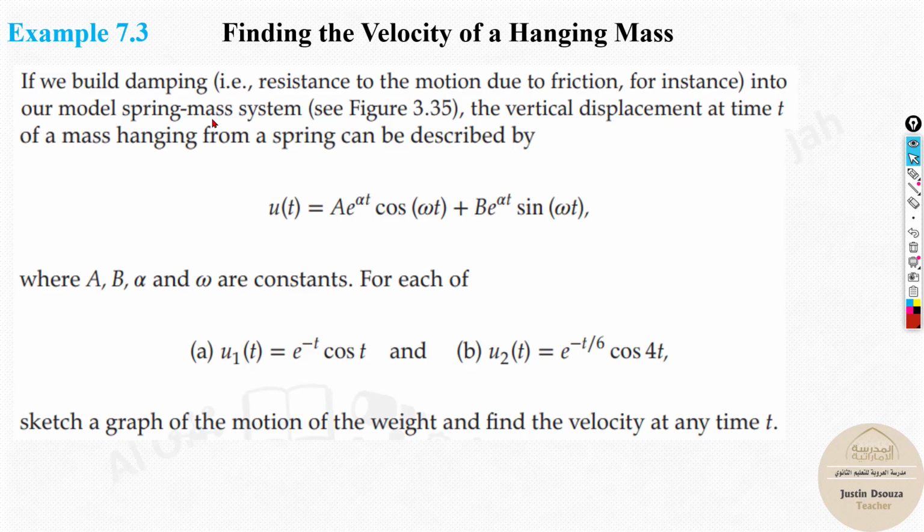In a spring mass system, the vertical displacement at time t of a mass hanging from a spring can be described by the value given over here, and a, b, x are constants for each. Yeah, these are the two equations. The displacement u1 of t is e to the power minus t cos t, and the second one is e to the power minus t by 6 cos 4t. Sketch a graph of motion of the weight and find the velocity. This is very important, finding velocity.